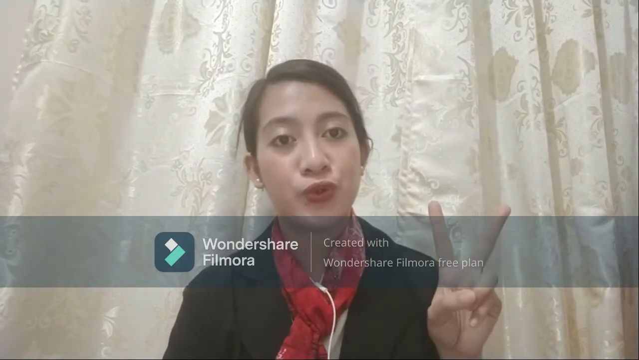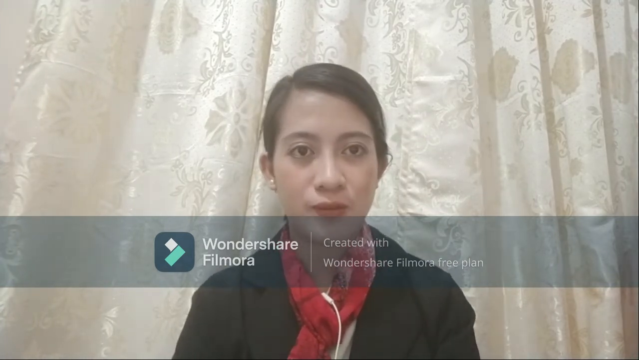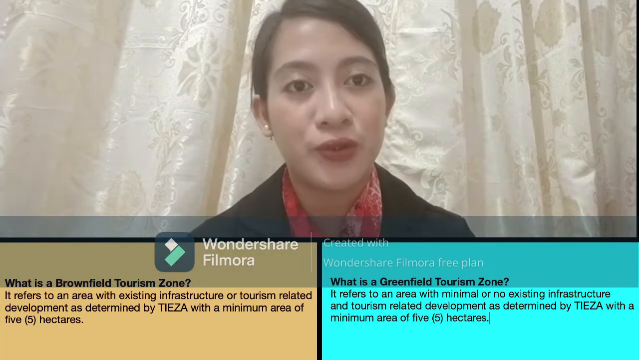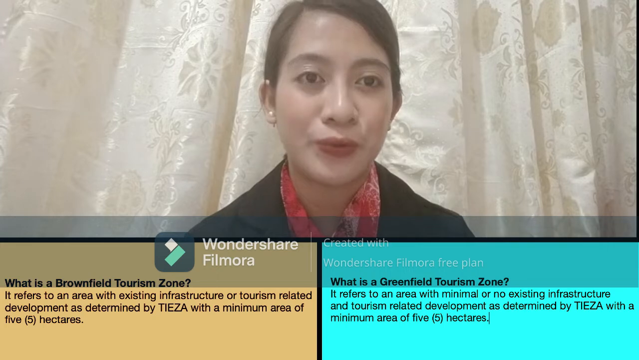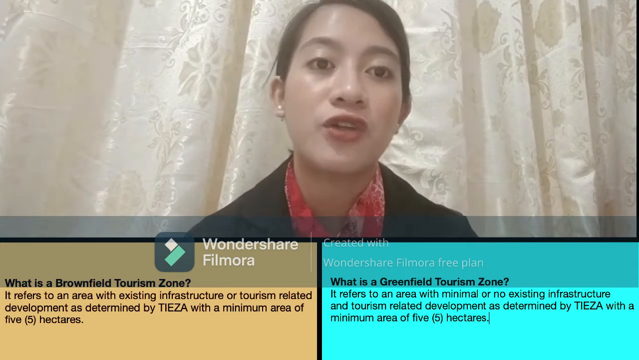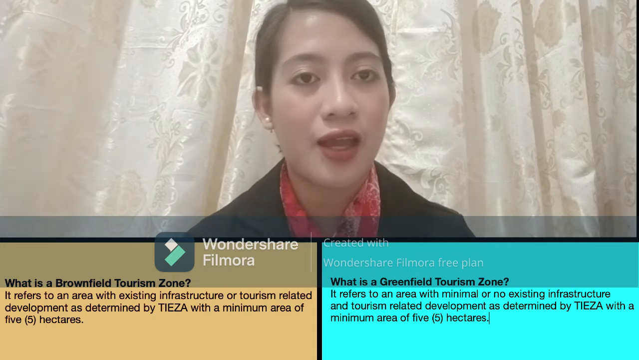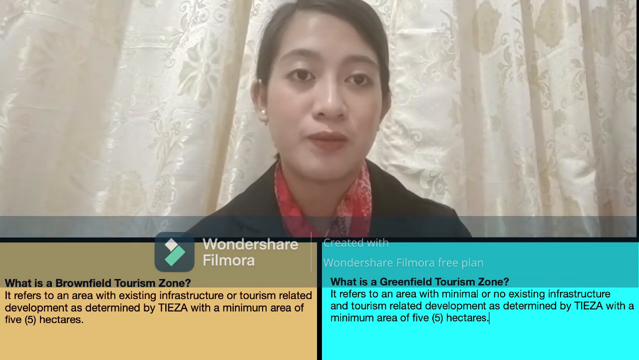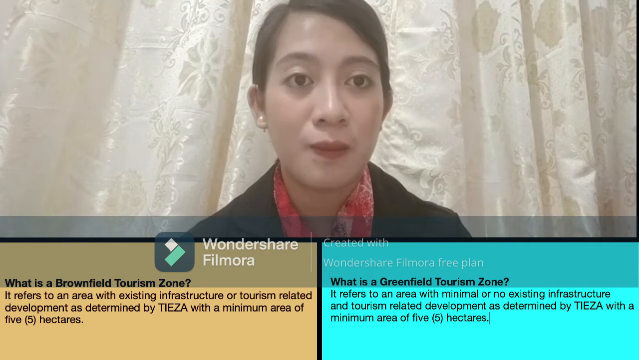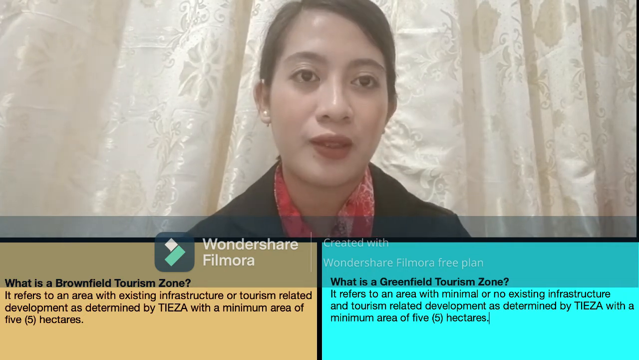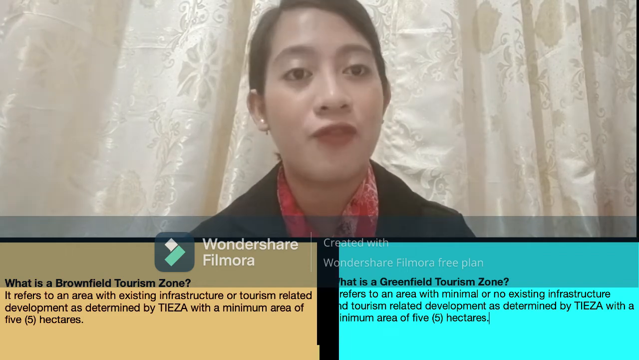The Tourism Enterprise Zone can be classified into two zones. These are the Brownfield Tourism Zone and the Greenfield Tourism Zone. So what is a Brownfield Tourism Zone? A Brownfield Tourism Zone is an area with existing infrastructure and tourism-related development with a minimum area of 5 hectares, while the Greenfield Tourism Zone is an area with minimal or no existing infrastructure and tourism-related development, also with a minimum area of 5 hectares.